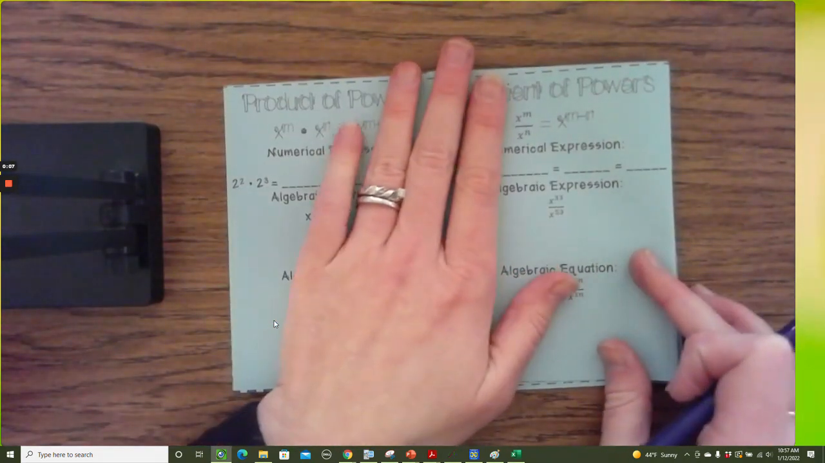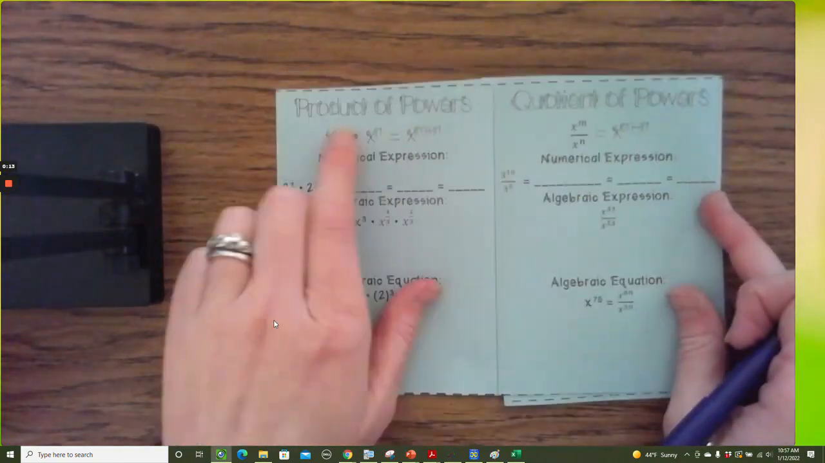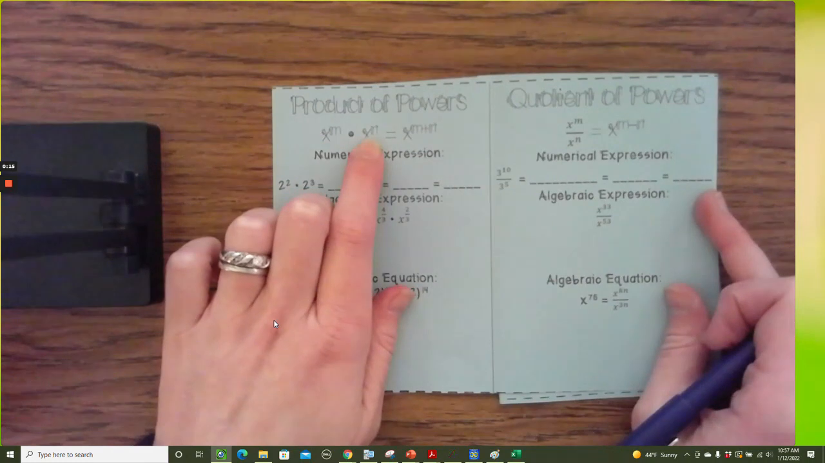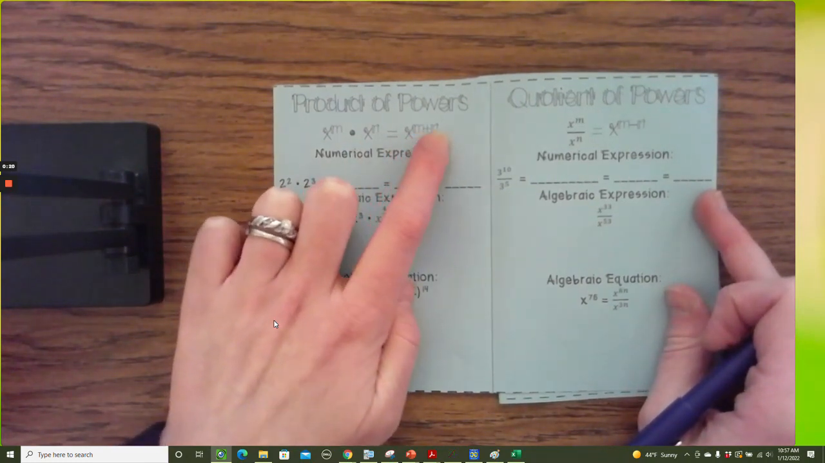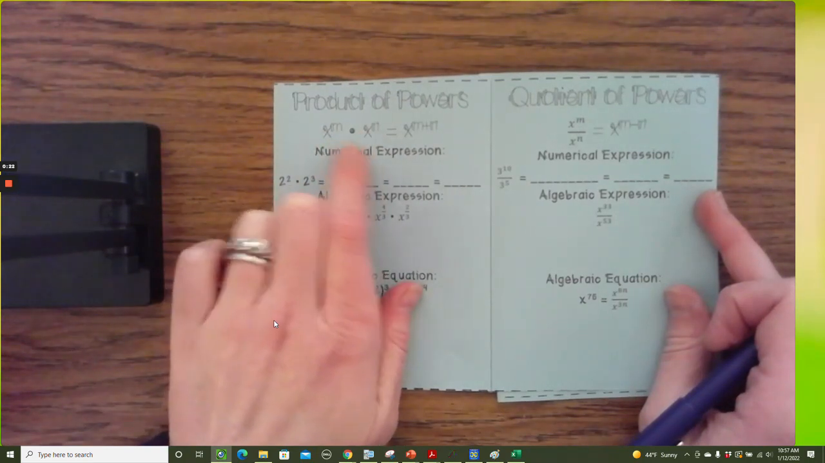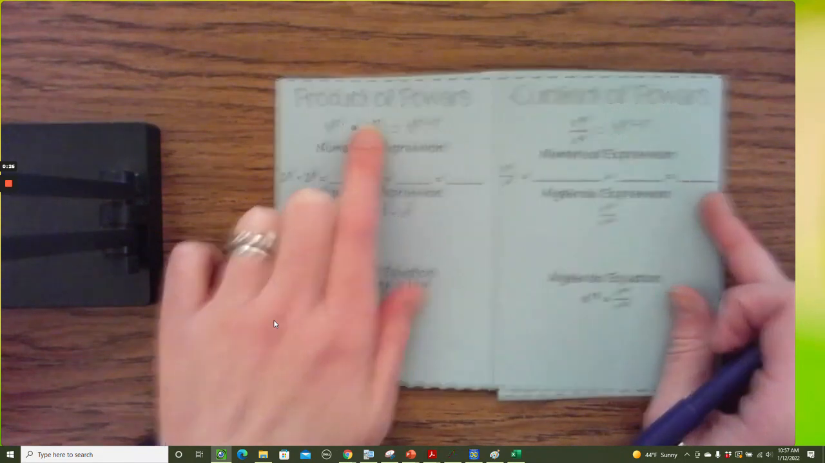The first page is talking about the product of powers. The product of powers says that x to the m times x to the n is the same as x to the m plus n. So if the leading values here, the base, are the same, you can add their exponents.